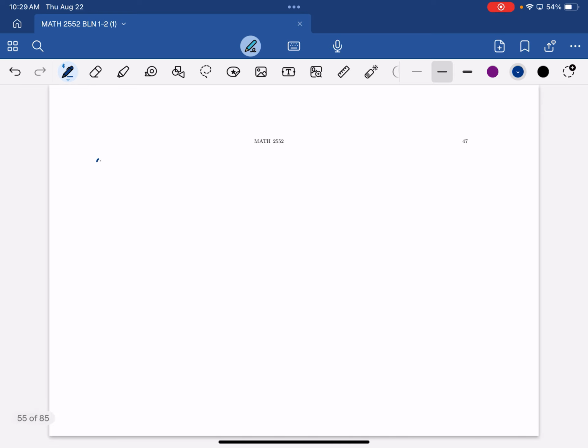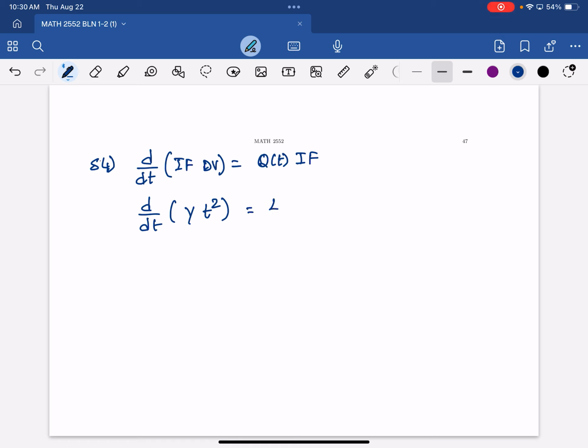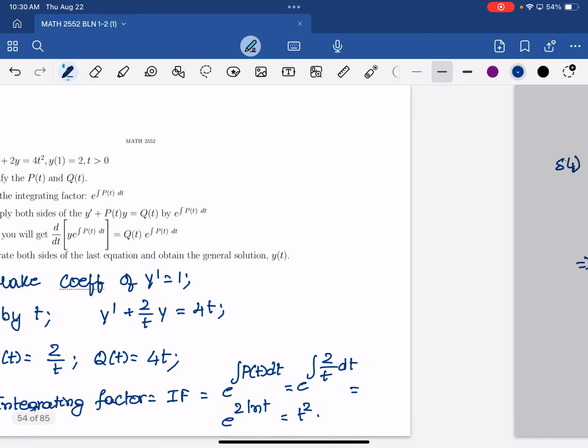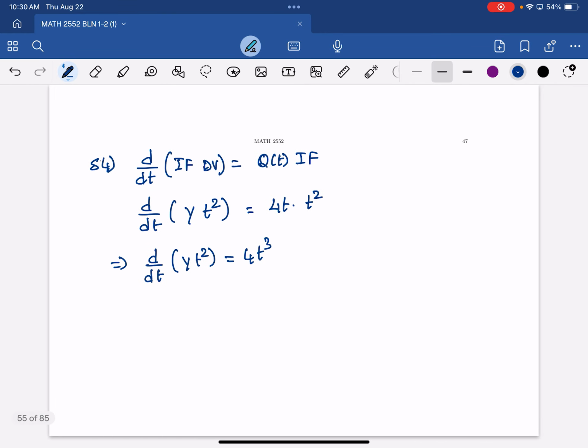Step number 4 is you would write the equivalent condition, which is the derivative of the integrating factor times the dependent variable equals q of t times the integrating factor. So that's d by dt of y times t squared equals 4t times t squared, which is d by dt of y times t squared equals 4t cubed. Okay? Please make sure that I didn't make any mistakes, because I'm talking a lot and I'm prone to making mistakes at that time. Is this clear?